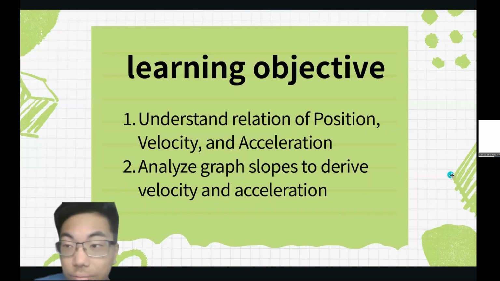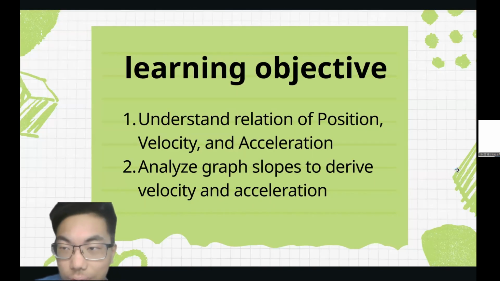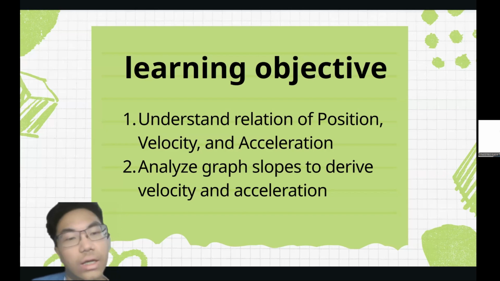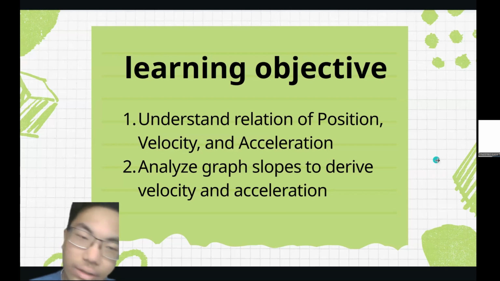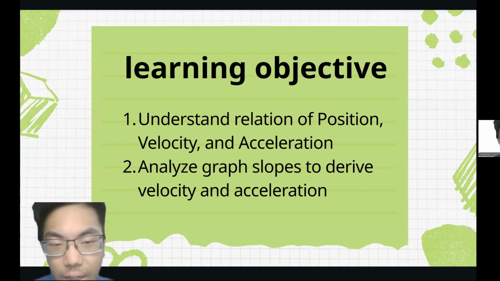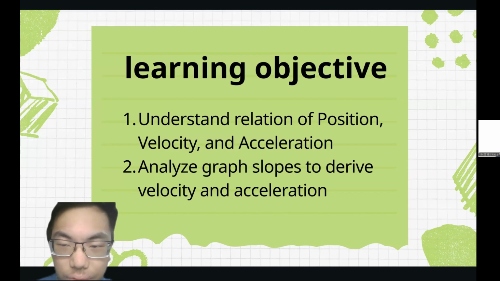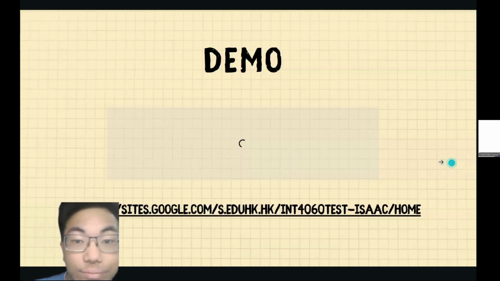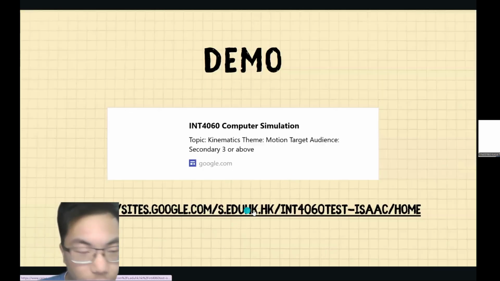So the learning objective of the kinematics relates to understanding the relations of positions, velocities, and accelerations. And the second objective is to analyze the graph slope to vary the velocity and accelerations. So let's see the demo.